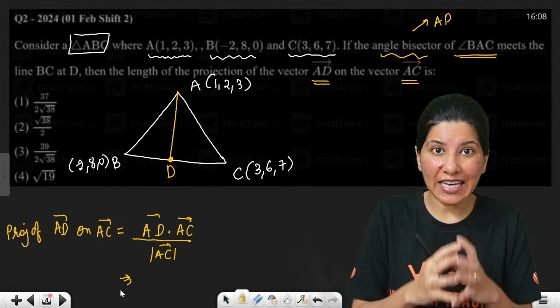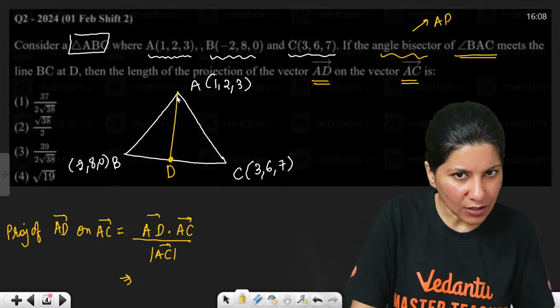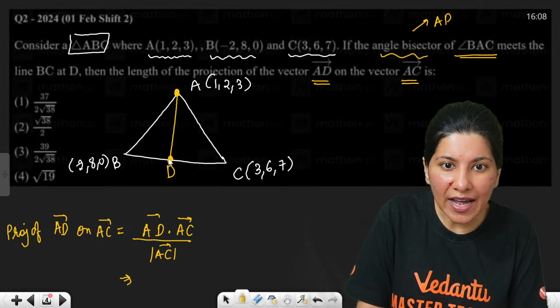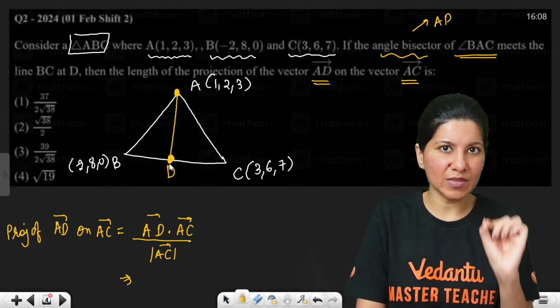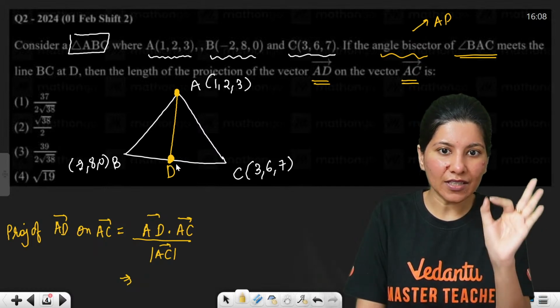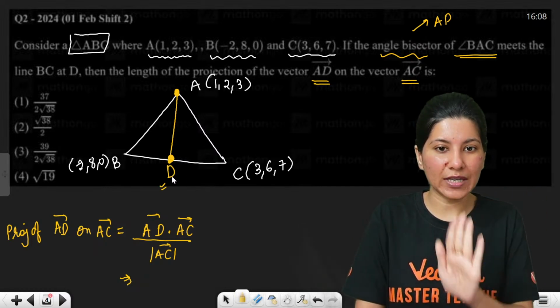Do we have the AD vector? Ma'am, A to D. Okay, so the D point is missing. To calculate the AD vector, we have to know this D point. Okay, let's keep it aside.